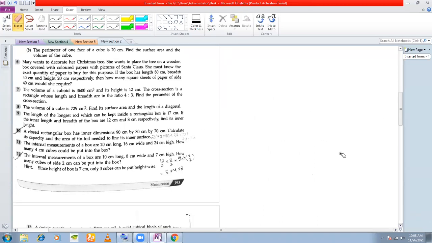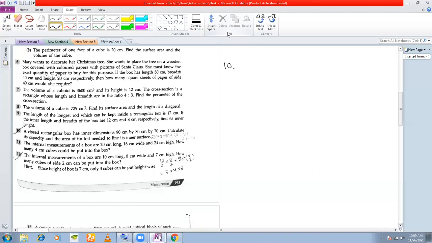Okay, next problem, number 10. A closed rectangular box has inner dimensions 90 by 80 by 70. That means length is 90, breadth is 80, and height is 70. Calculate its capacity. What do you mean by capacity? Can you tell me what you mean by capacity? The volume. Volume. But there's a slight difference between capacity and volume. I'll tell you later. There's a very small difference between capacity and volume. When we do number 12, then I'll tell you the difference.